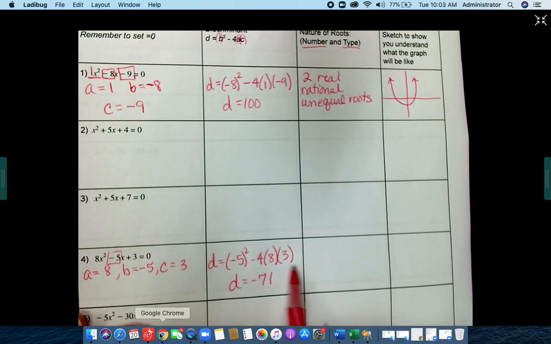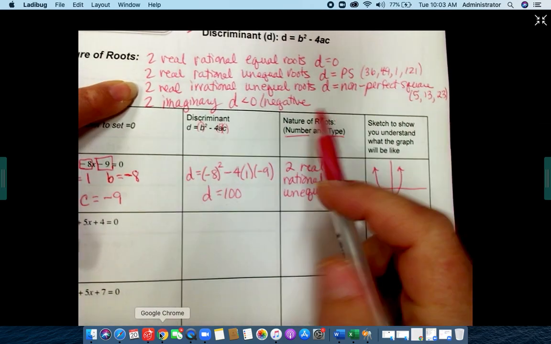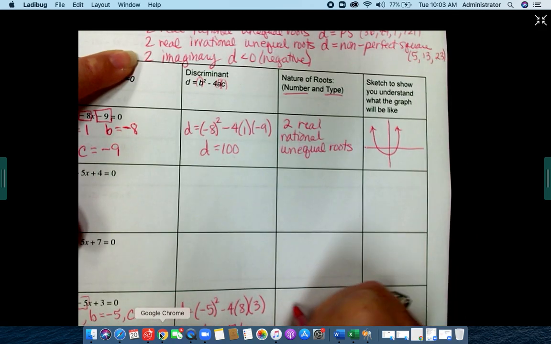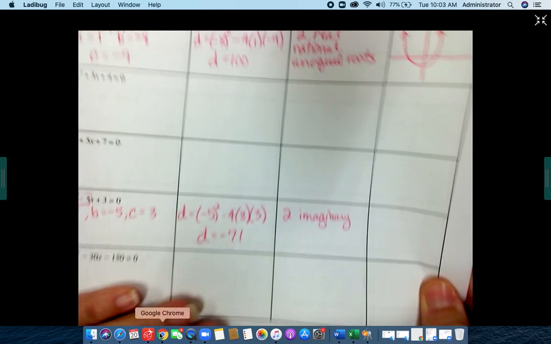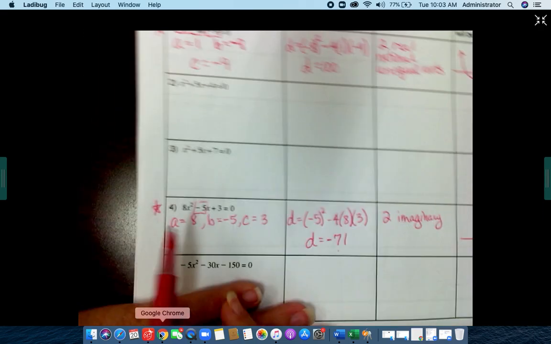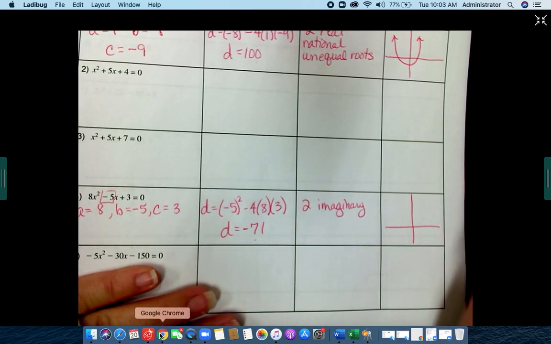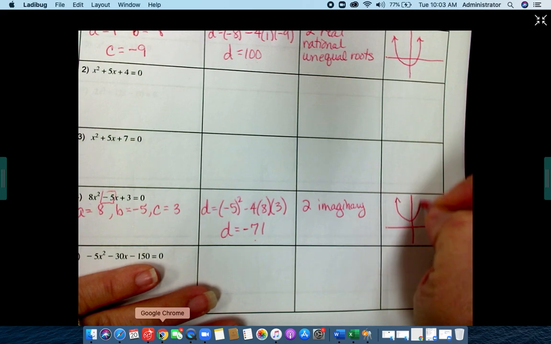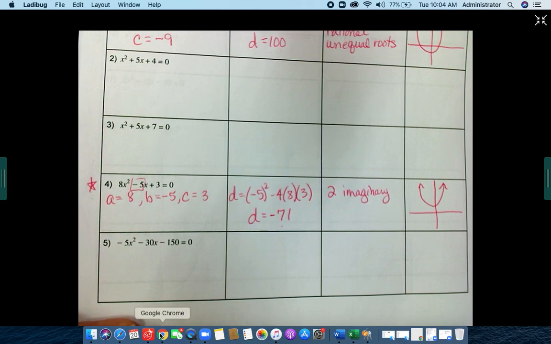You're going to show me what you're plugging in the calculator, what you get when you type it in the calculator. Then you're going to look back up here and go, okay, if I have a negative number, what does that mean? Oh, it means I'm going to have 2 imaginary. So I'm going to come over here and write 2 imaginary. Now, in terms of a sketch, what does that mean? Well, for one, I know my parabola has a positive A, so it's going to open up. But all I know is it's just not going to hit the x-axis. So I'm just going to draw a sketch of a parabola that opens up, that does not hit the x-axis. And that's all I need you to do.